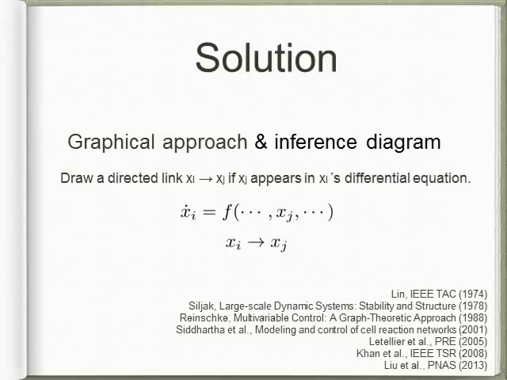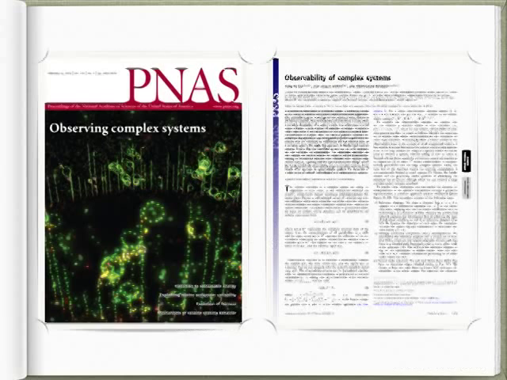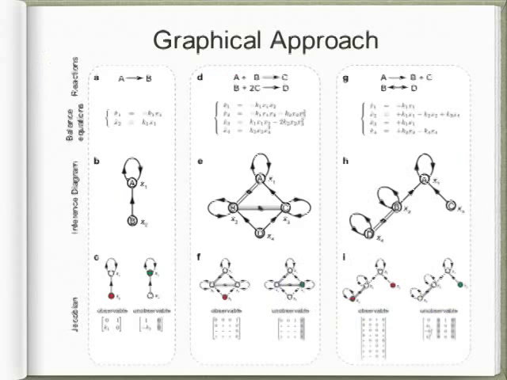It sounds trivial, but it's meaningful in the sense that if you measure xi over time as a function of time, of course, you can calculate the time derivative of xi. And that time derivative of xi, by definition, gives you some information about xj. So this arrow actually means some kind of information flow. You measure xi, you're collecting some information about xj. We published this paper 2 years ago in PNAS.